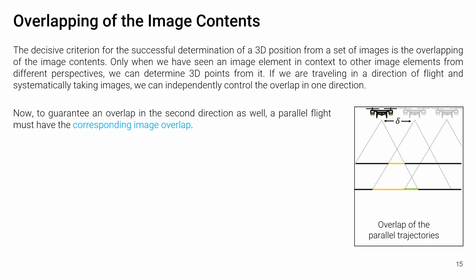The decisive criterion for the successful determination of a 3D position from a set of images is the overlapping of the image contents. Only when we have seen an image element in context to other image elements from different perspectives, we can determine 3D points from it. If we are traveling in a direction of flight and systematically taking images, we can independently control the overlap in one direction. Now, to guarantee an overlap in the second direction as well, a parallel flight must have the corresponding image overlap.